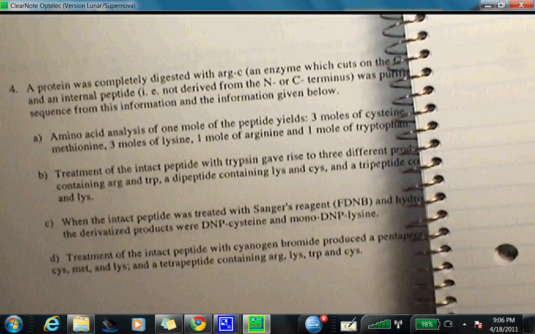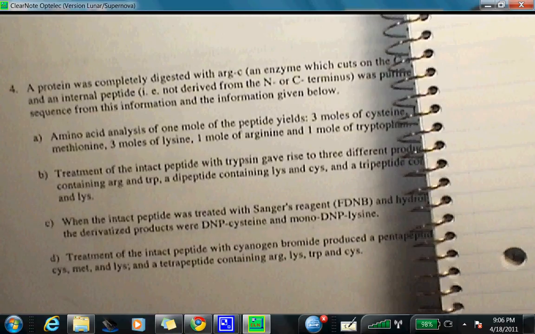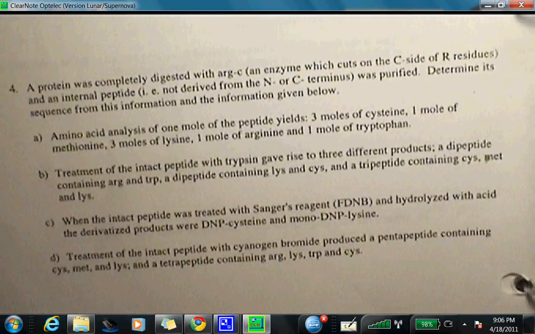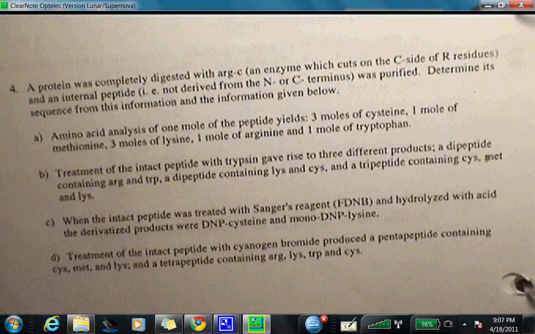Part C says when the intact peptide was treated with Sanger's reagent, FDNB, then hydrolyzed with acid, the derivatized products were DNP cysteine and mono-DNP lysine.